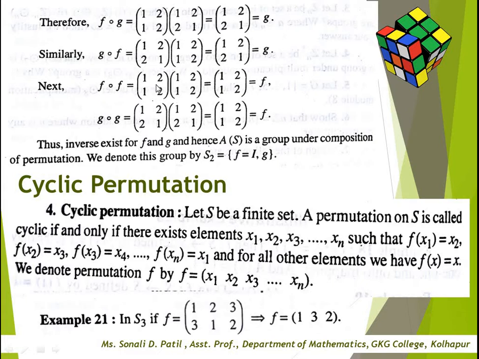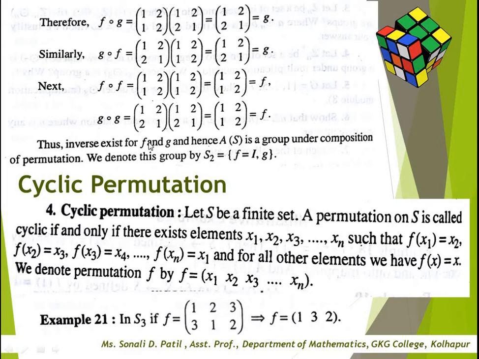Next, f∘f is equal to, here we are putting the value of f and starting the mapping. 1 maps to 1, here 1 maps to 1. So what will we get? 1 maps to 1, and secondly 2 maps to 2, 2 maps to 2. Then what will we get? 2 maps to 2, and this is the value of f. Next, g∘g is equal to first row 1 2 second row 2 1, composed with first row 1 2 second row 2 1, which is 1 maps to 2 and 2 maps to 1. So what will we get? 1 maps to 1, 2 maps to 1, 1 maps to 2. So 2 maps to 2, and this is the value of f.